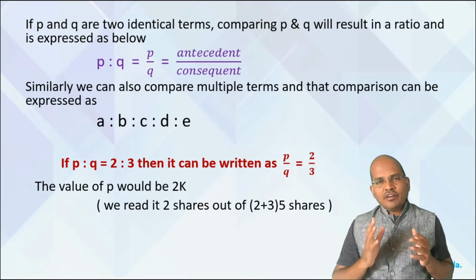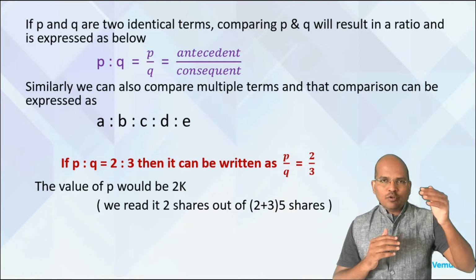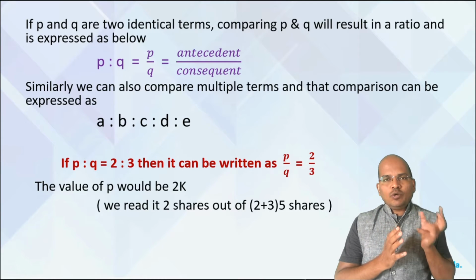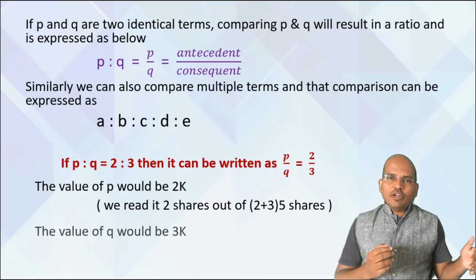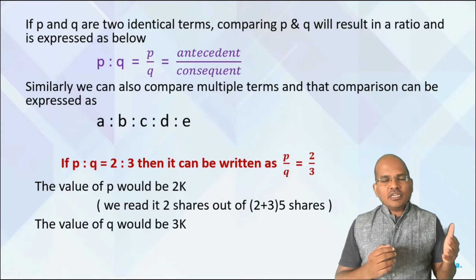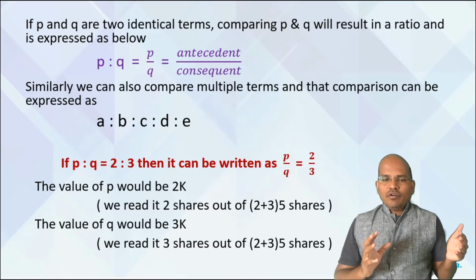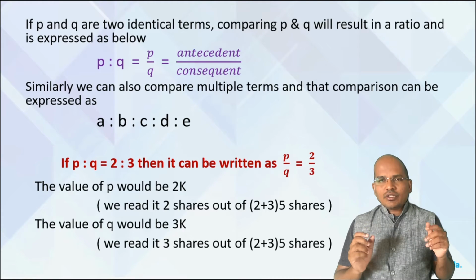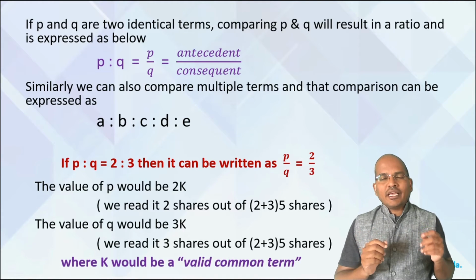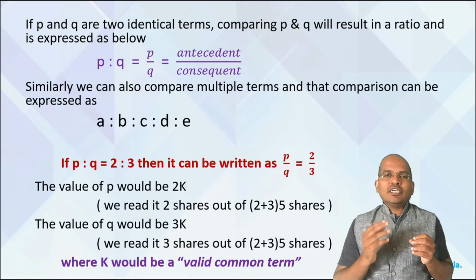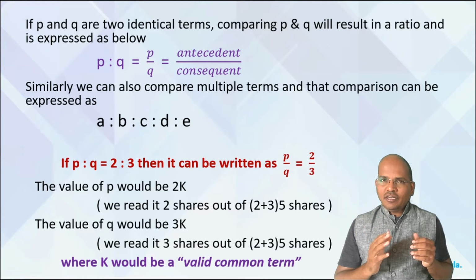Have we got 5 shares? 5 is 2 plus 3. So we have 2 and 3. So 2 plus 3 put together is 5. So the share of P would be 2 out of 5. Similarly, what is the value of Q? The value of Q would be 3 shares or 3K, and we read it as 3 shares out of 5 shares. Is it fine? So then the question is, what is the value of K? So in this case, K is a valid common term. So whenever we have a ratio, each term in the ratio will be expressed in terms of common terms. Is that fine? Now moving ahead.